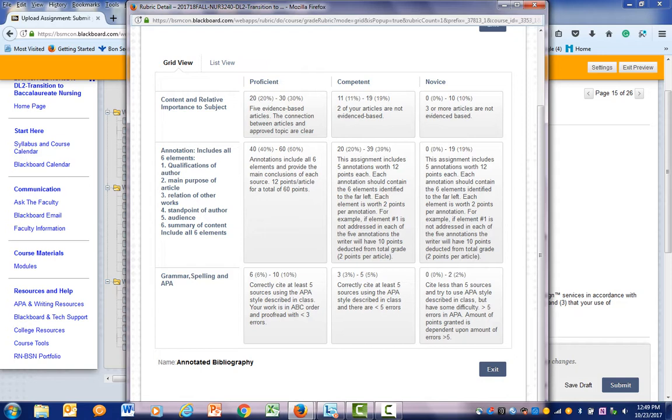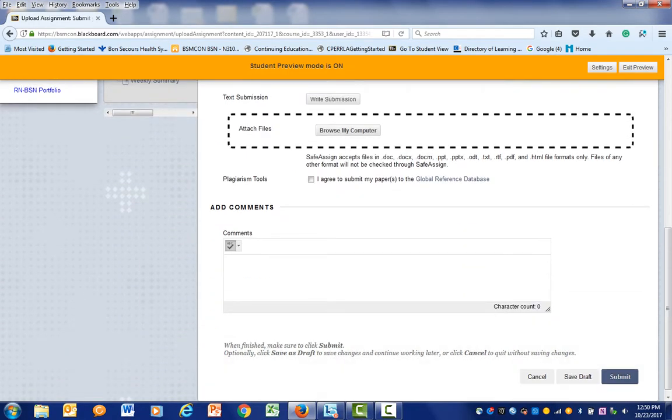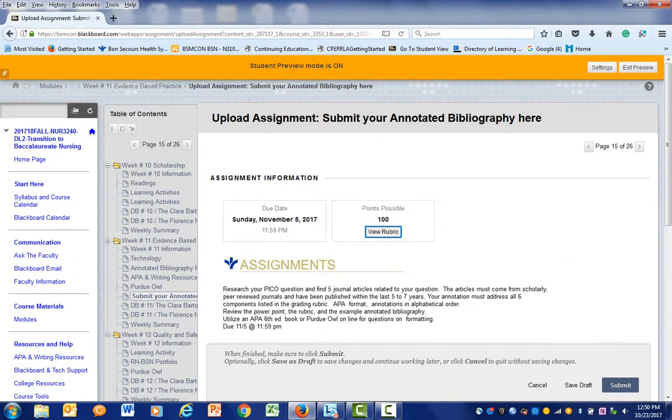For each step you leave out, you're going to lose 2 points. And that's 2 points on each article that you leave it out of. So you can lose a lot of points fast, and I hate to see it, but it's just very, very rote. Also, use good APA. And here's where you submit it.